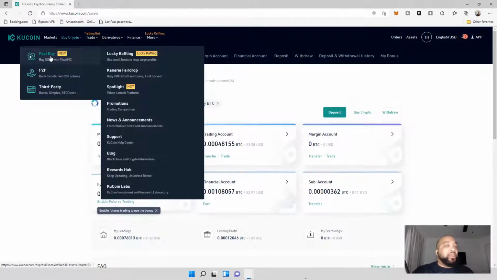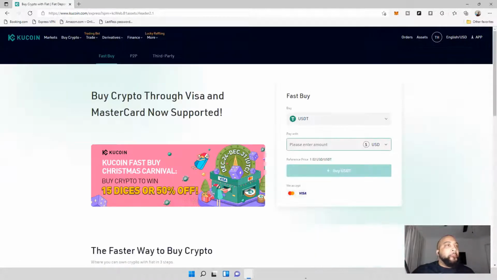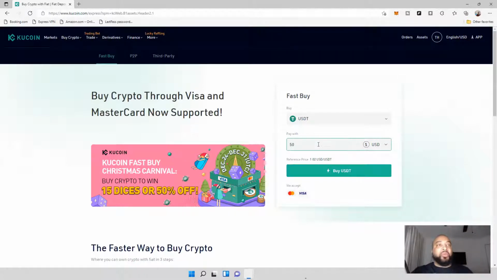Okay, so I'm going to come up here and click fast buy, the very top left. Now, I'm going to add $50 in USD Tether. I'm not going to receive $50 in USD Tether. It's typically going to be around 48 USDT.